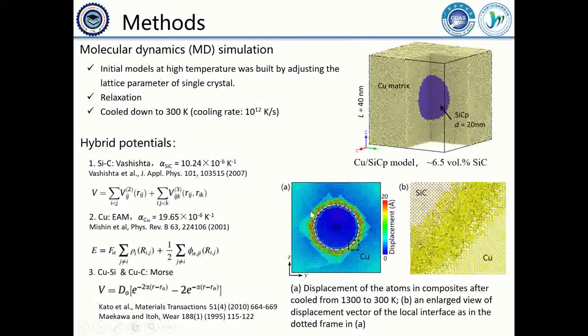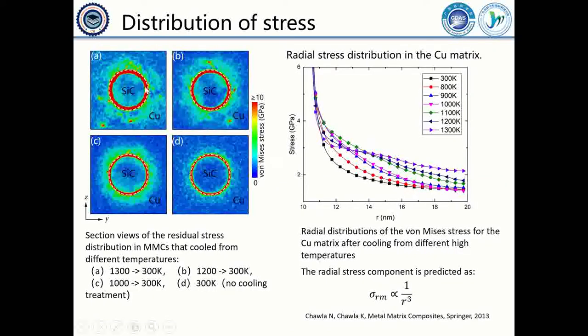This slide shows the displacement change of atoms in the composites, and the inset is an enlarged view of displacement vectors at the local interface. This picture presents the distribution of stress in both metal and ceramic phases after cooling down from different high temperatures. And the metal and ceramic interface presents a higher level of thermal residual stresses.